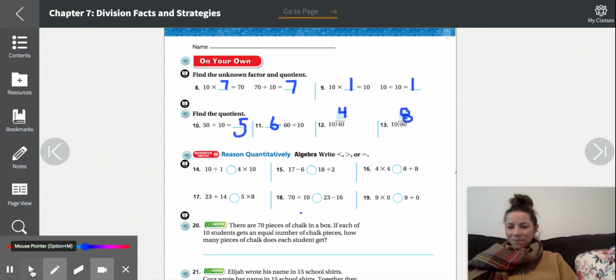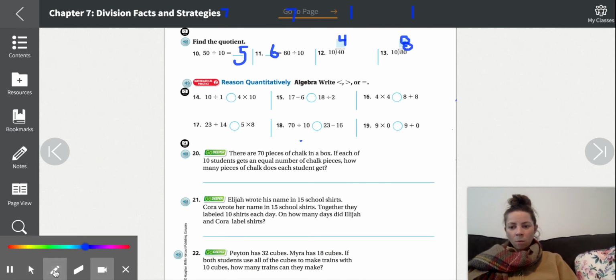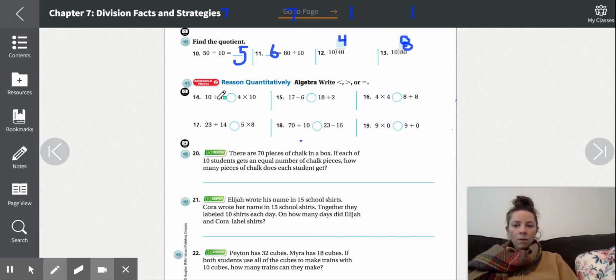All right. Now let's go down to the ones that maybe are a little bit extra thinking, one more extra step. Let me change my color up this time. All right. So let's just go through a couple of these, of the algebra ones. 10 divided by 10, this side, if I solved it, would be 1. 4 times 10 is 40. So the alligator would eat the 40. 17 minus 6 is 11. No regrouping needed. 18 divided by 2.